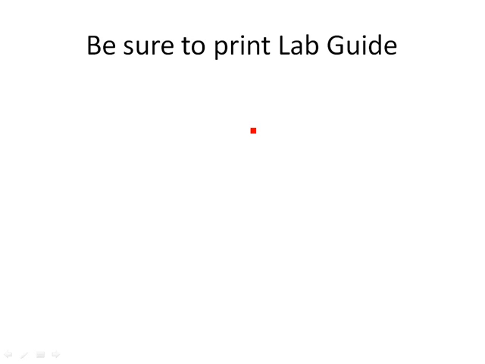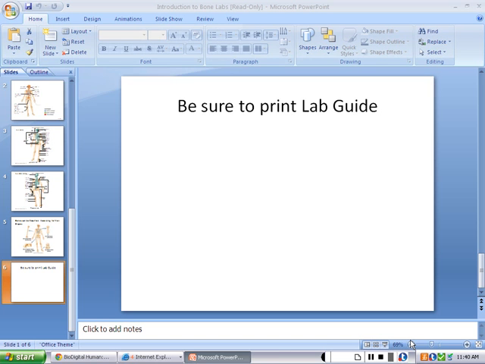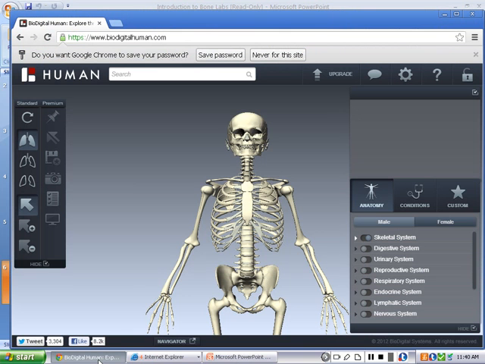Another thing I wanted to point out to you is a free website. Let me get out of PowerPoint. Hang on. You need to use Chrome or Firefox. Don't use Internet Explorer, first of all. But when you get into Chrome or Firefox, go to biodigitalhuman.com, and it is a free web app for anatomy. It's really good for all the systems, but I really like it for the skeletal system.